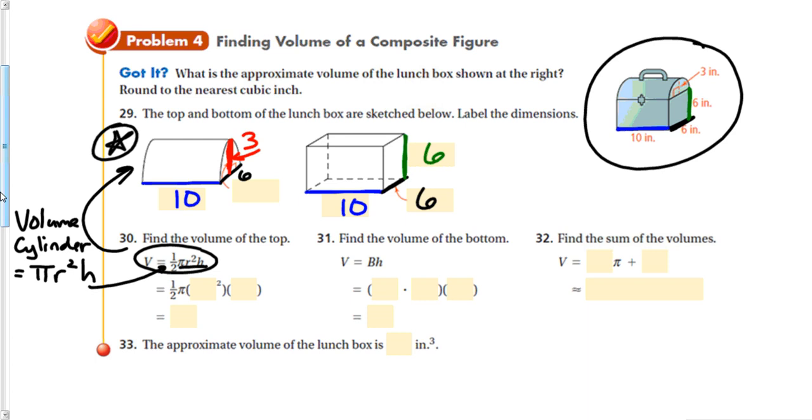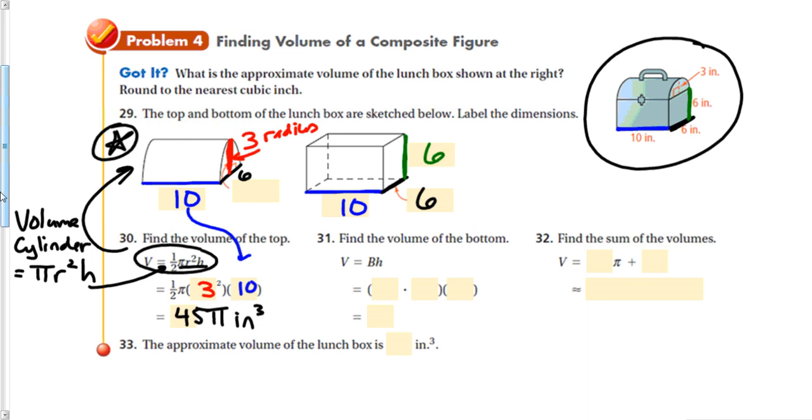Let's fill in what we know. We have 1/2 pi times the radius squared, and if I look up here, my radius is 3. Then I'm going to multiply that by the height of the prism. Again, that's the distance between the two bases, and that is my 10. Now I should be able to work that out using my calculator. I have 9 times 10, then divide by 2, and then times pi. I will end up with 45 pi. I'm just going to leave the pi right there. And those are inches cubed.